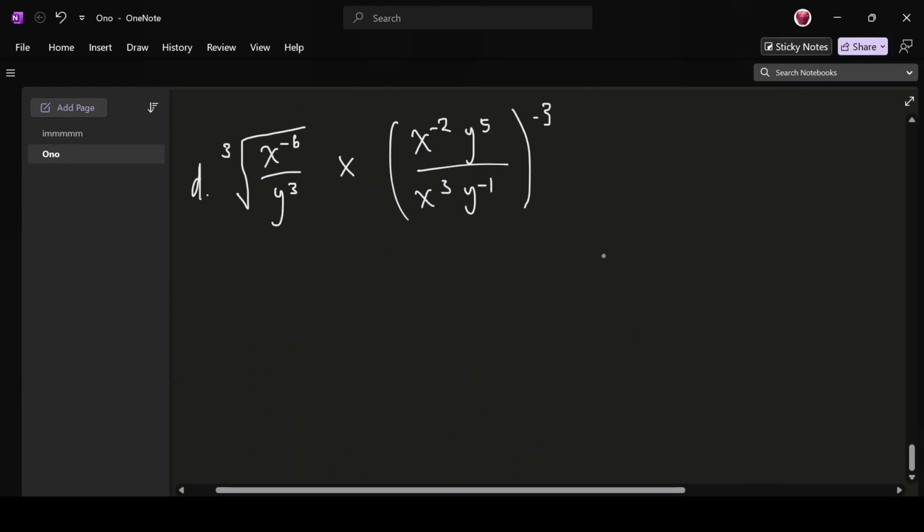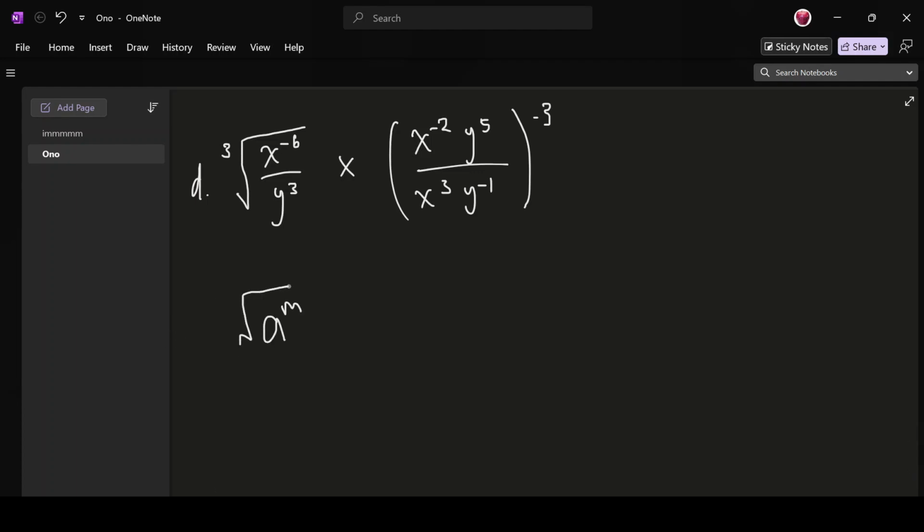Alright, so we're gonna bring back this law again. A to the power of m root n is equal to a to the power of m over n. We apply it here. Since we have a root 3, a cube root, we can distribute this root to each and every one of these, and we use this law.